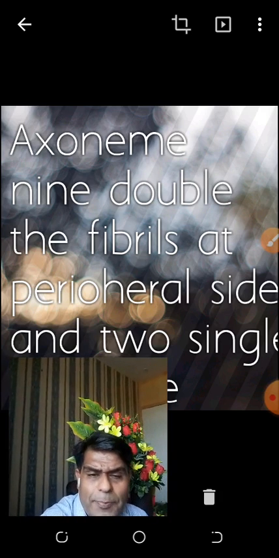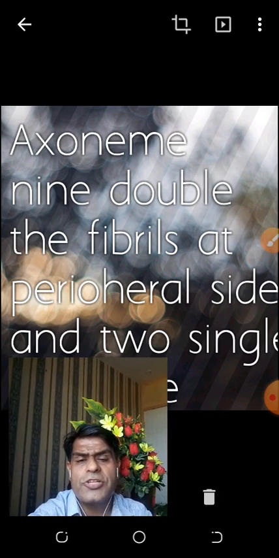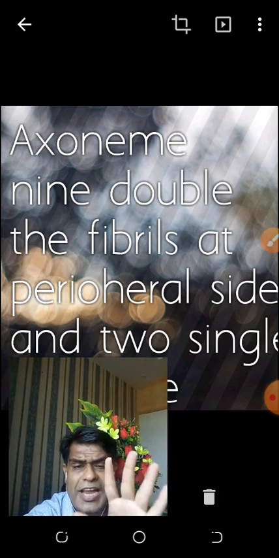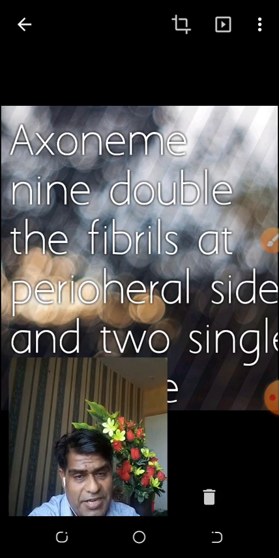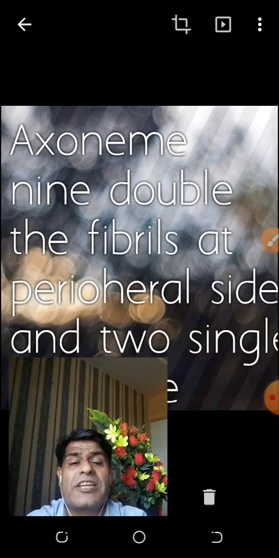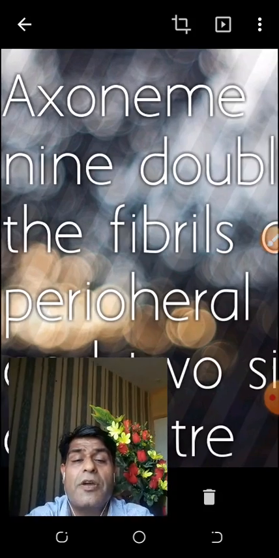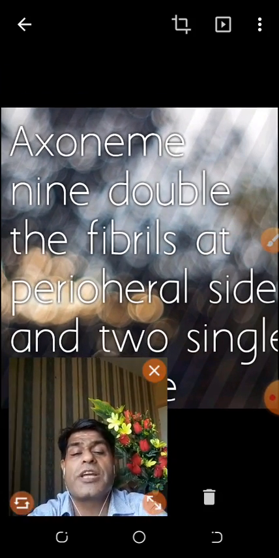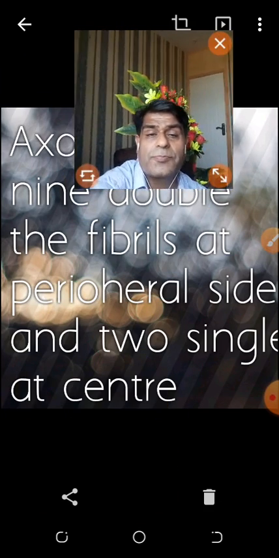When you open the packet, what will happen? Which structure will you see? You will see the 9 double fibrils, 9 doublet fibrils, the word doublet written in the book, and the 2 central, 2 single. Look here at the slide. 9 doublet fibrils present at the peripheral sides, and the 2 single fibers present at the center.